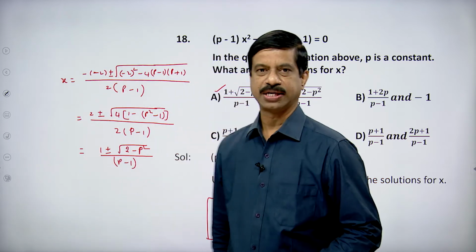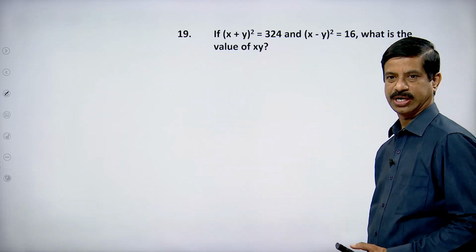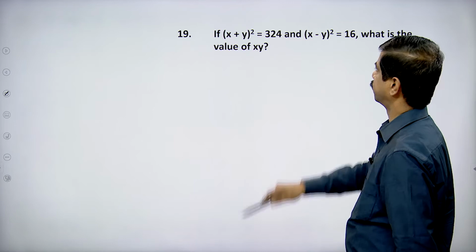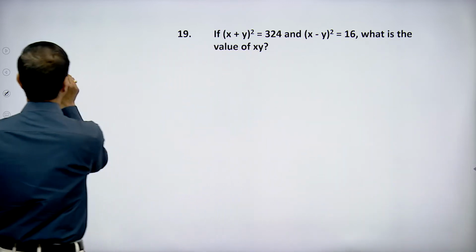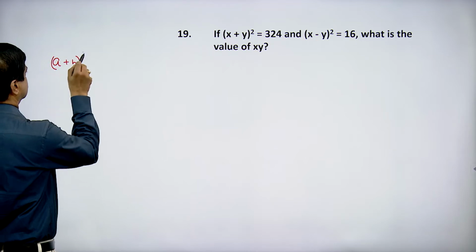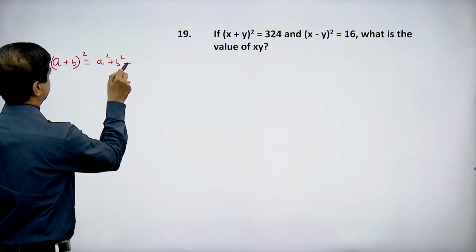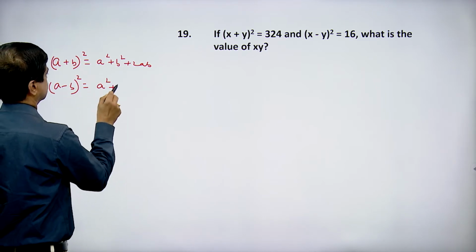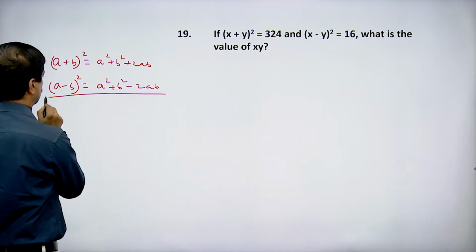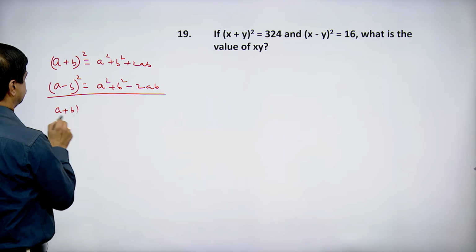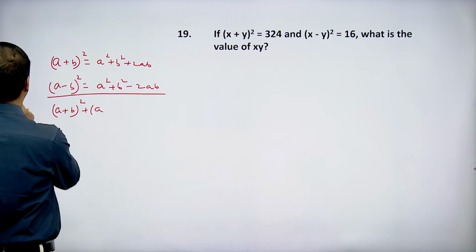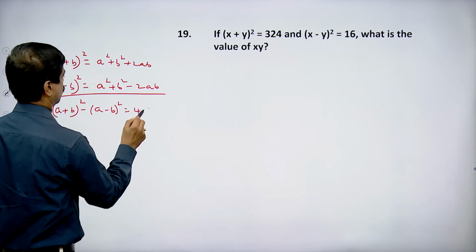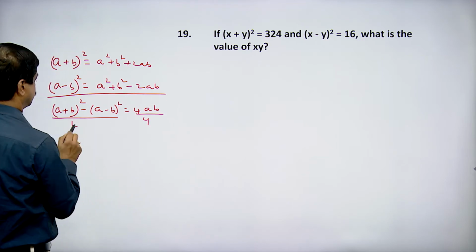Okay children, let us go to the next question. Look at this. x plus y whole square is 324, x minus y whole square is 16. What is the value of xy? We know clearly a plus b whole square is a square plus b square plus 2ab. So a minus b whole square is a square plus b square minus 2ab. So if you subtract these two, subtraction, not plus, equal to 4ab. So you want ab, divided by 4. So this is the thing.